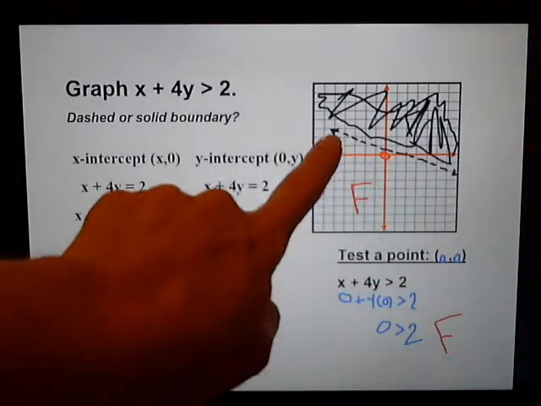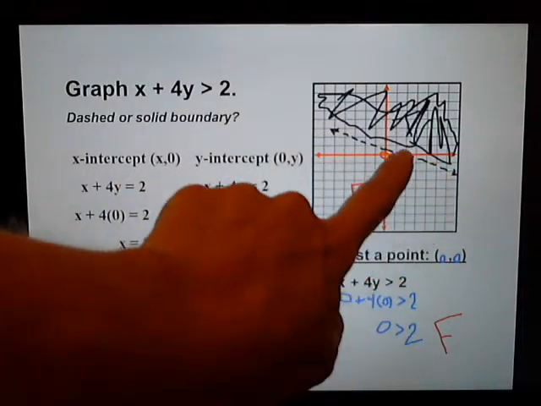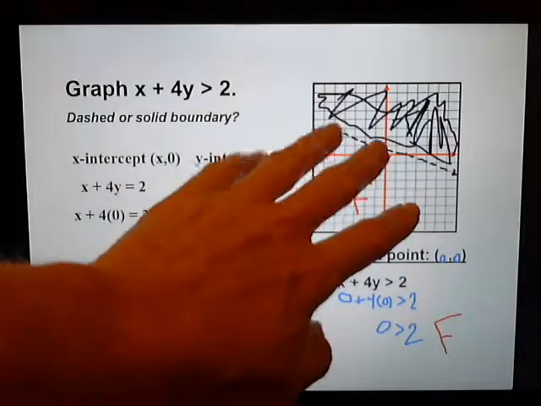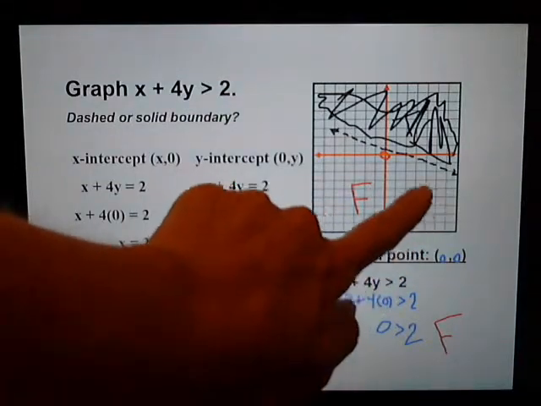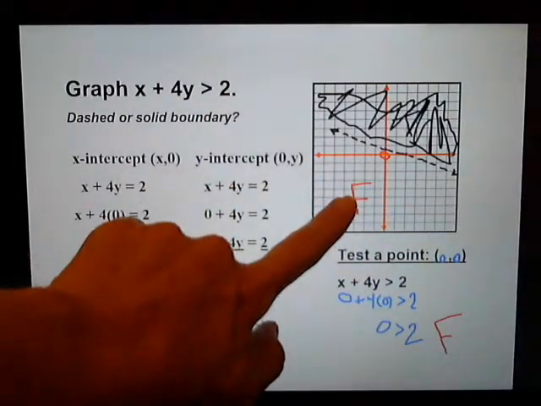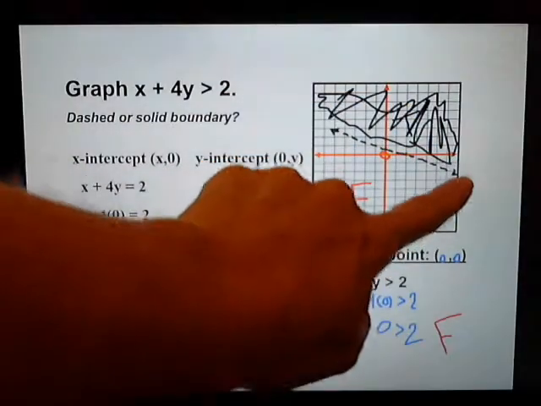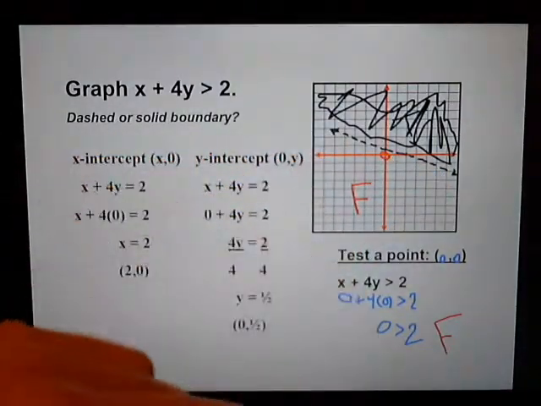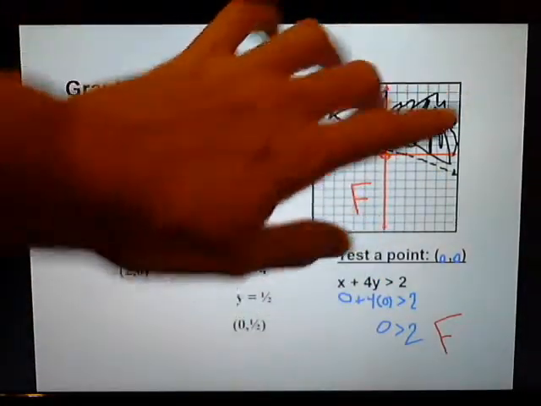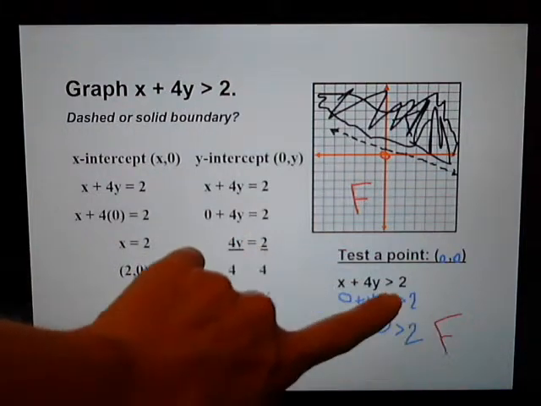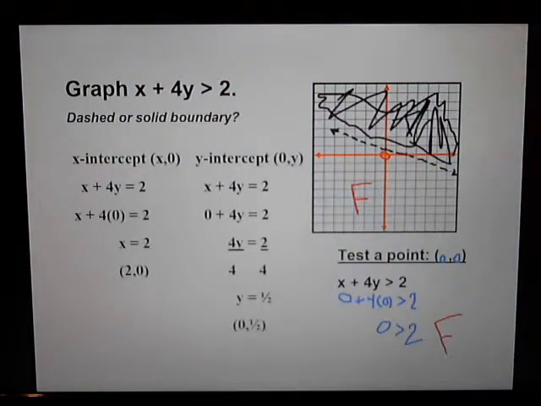That means here's my line when it is graphed. 0 is to the sort of left or below side. So that means I will not shade that part or that side of the line which I graphed, which was my boundary. So I shade to the other side if that is my false test. So you don't shade to your false test.